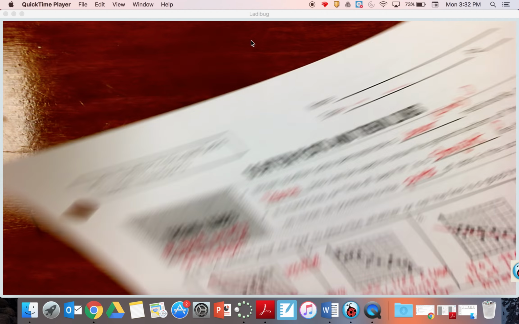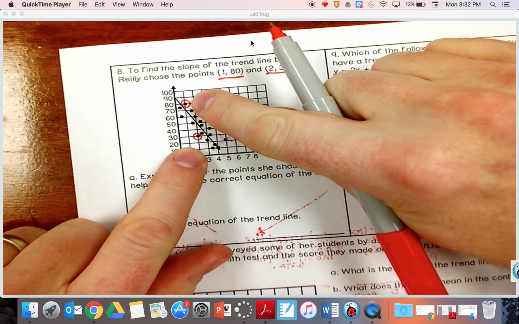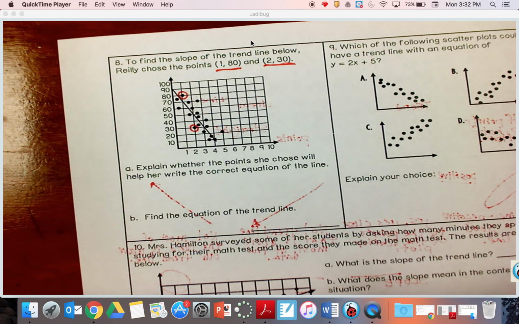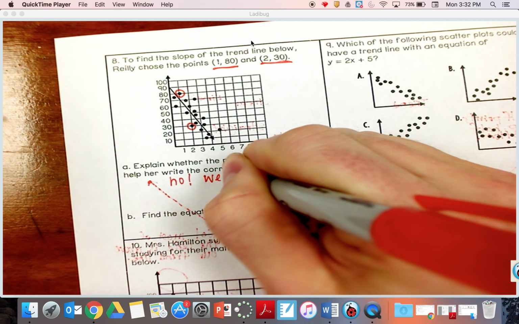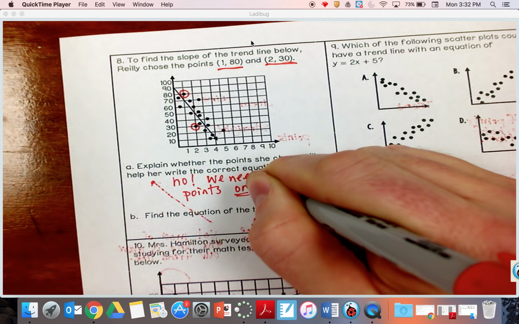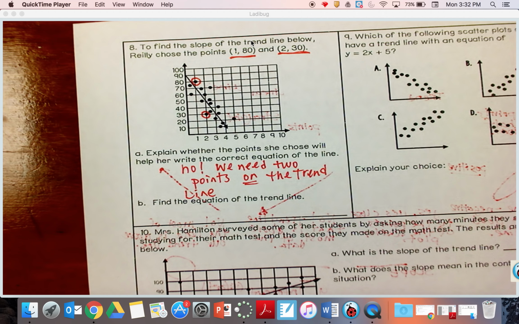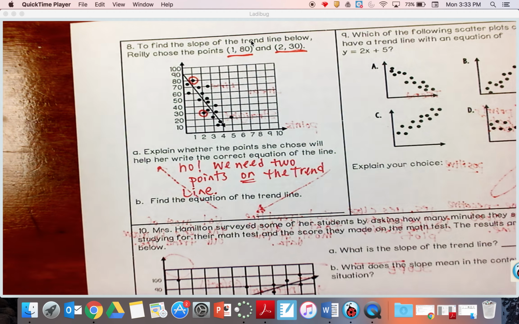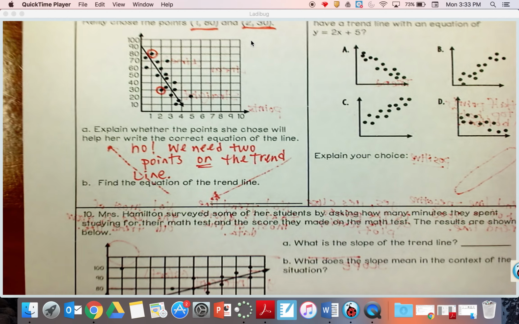Well, if I don't remember, I can flip over and see I need 2 points that are on the trend line. And if I look here, these 2 points are not on the trend line. So these would not be a very good answer. So no, we need 2 points on the trend line to find our slope. Those 2 points are not, so I can't use them. But I can find some, and I can write my equation. That's what it's asking us to do.